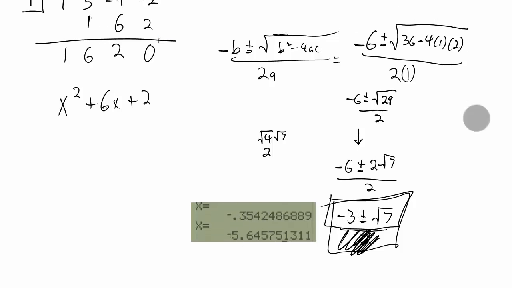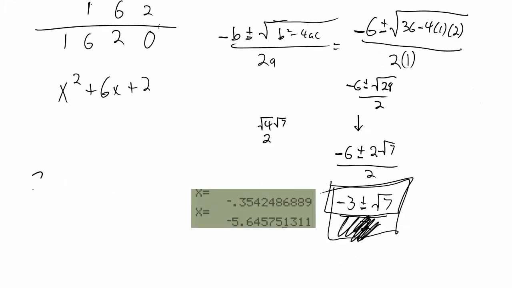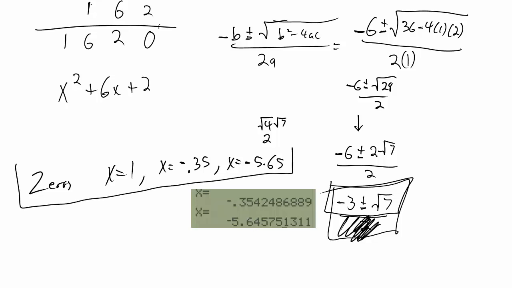So these are your 3 roots. Your zeros, one of them is x is equal to 1. So for your zeros, x equal to 1, and then x equal to approximately -0.35, two decimal places, and x equal to -5.65 if you round to 2 decimal places. I'll be fine with the decimal approximations.